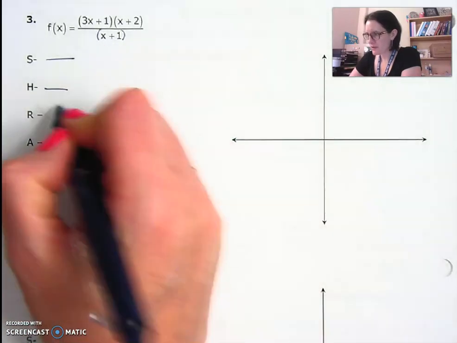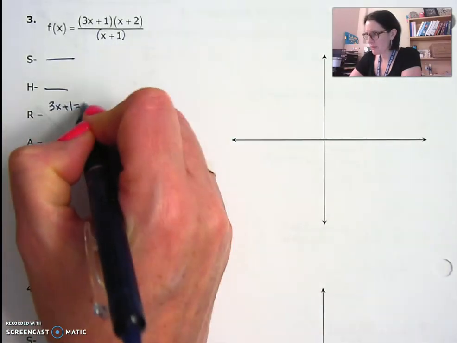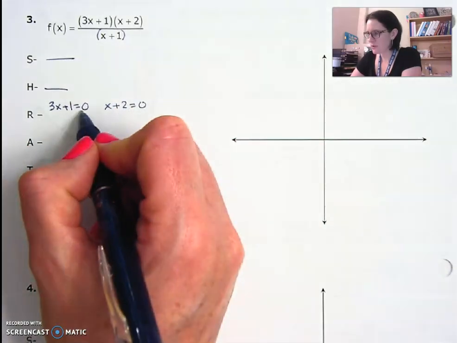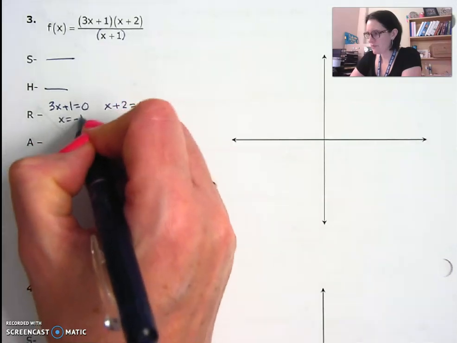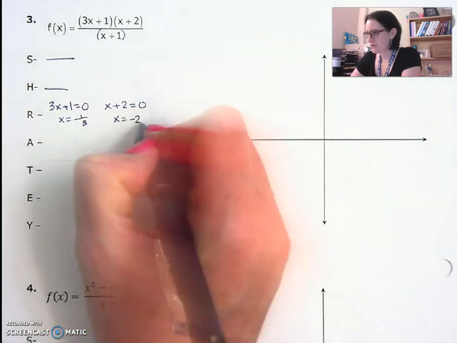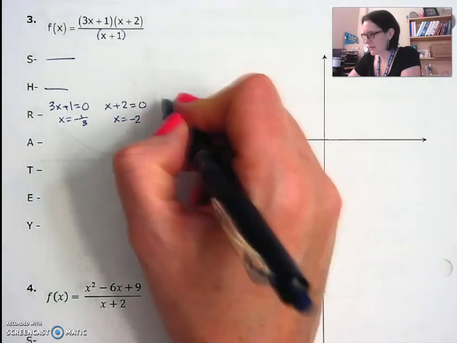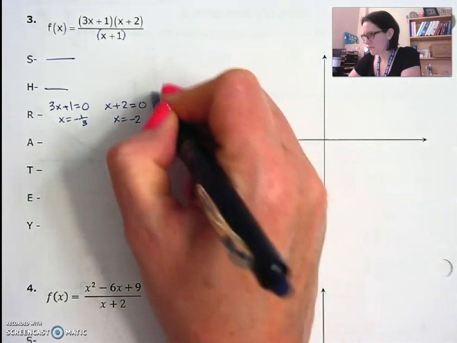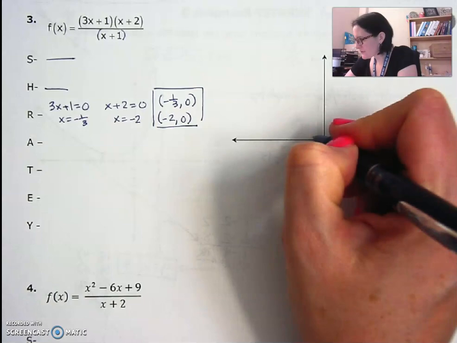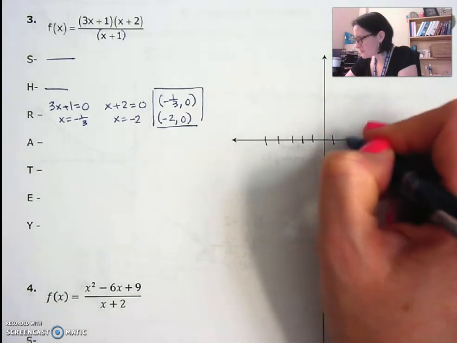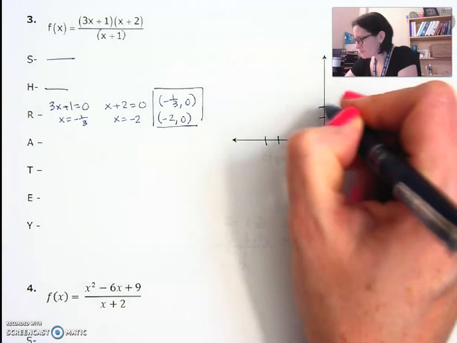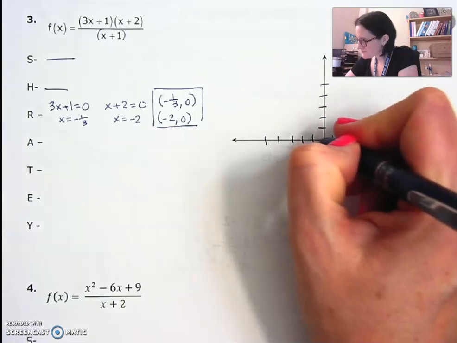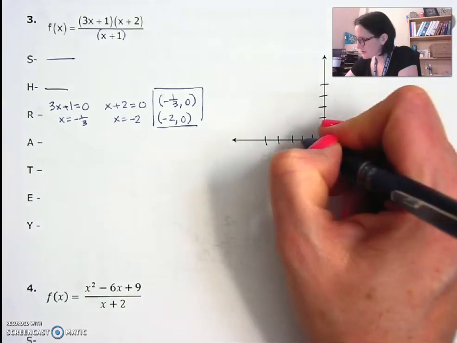We set each of the factors individually equal to 0 and solve them. This will give us our roots. So on this first one, I subtract 1, then divide by 3. And on this one, I just subtract 2. I'm going to write those as ordered pairs because they are points, and then I will graph those. So negative 1/3, 0, and then negative 2, 0.